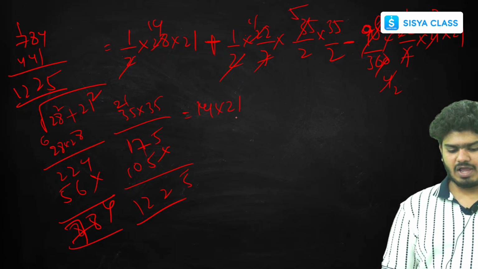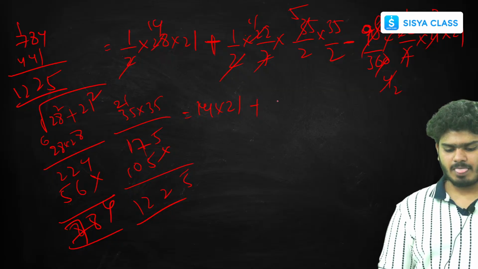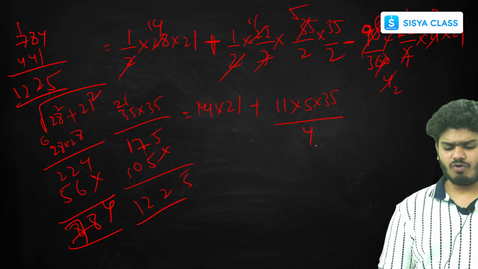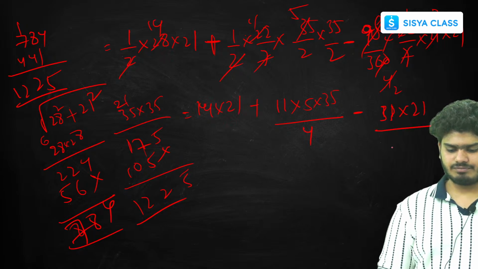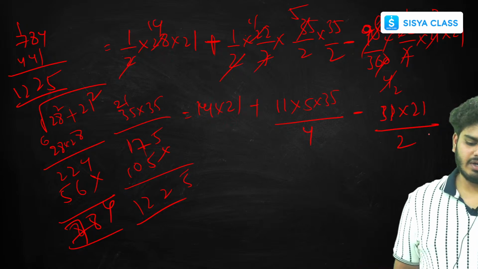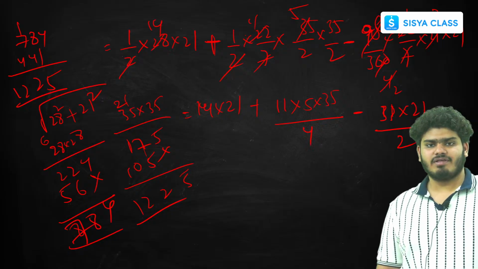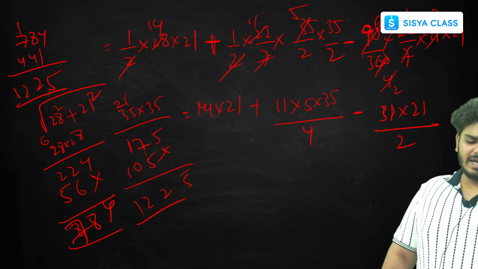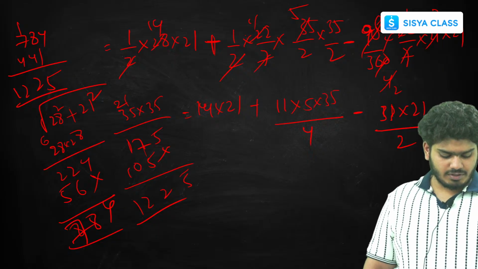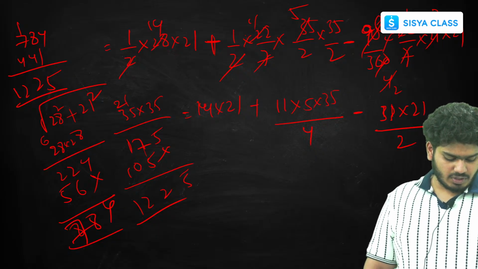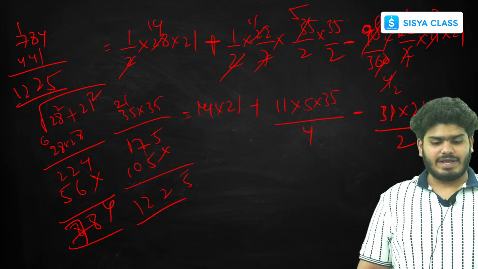14 ఇంటూ 21, ఐ హోప్ ఎవ్రీ వన్ విల్ బి డూయింగ్ దిస్, ఓకే. సో 11 ఇంటూ 5 ఇంటూ 35, దట్ విల్ బి 55 ఇంటూ 35/4 మైనస్ 11 అంటే 33 ఇంటూ 21/2 అండి, రైట్. So I hope everyone will be doing this simplification so that you will be getting the final value, right? ఓకేనండి. సో ఐ హోప్ అందరికీ అర్థమైంది అనుకుంటున్నా ఈ ప్రాబ్లం, రైట్. సో నెక్స్ట్ క్వశ్చన్కి వెళ్దామా.